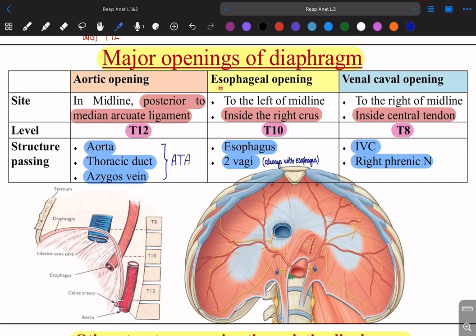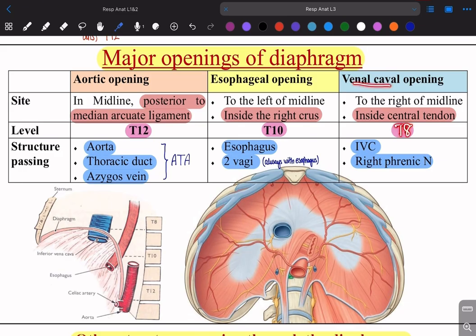Then we have the esophageal opening. The esophagus is where the food goes. So we're going to wake up at 10 and have breakfast. At 10 a.m., it's a bit late, but no problem. So T10 is for the esophageal opening. Then, at the end of the day, at 8 p.m.